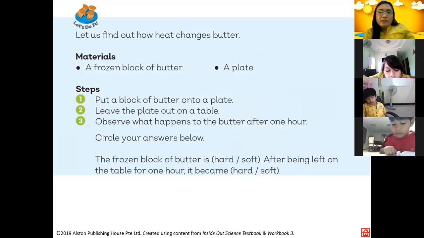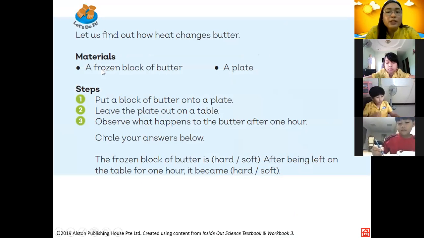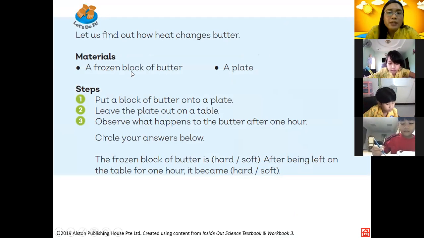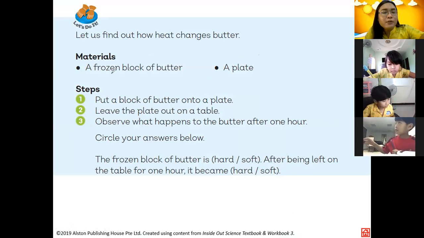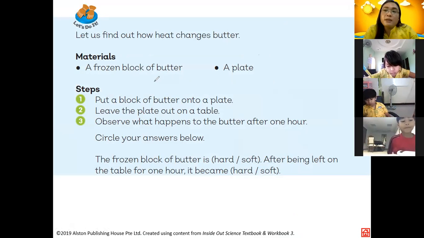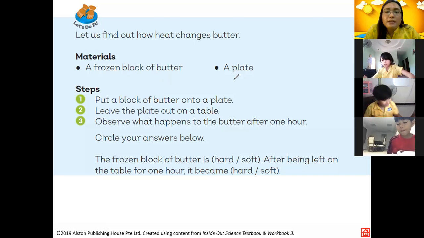This afternoon, class, we will learn how heat changes materials. For this experiment, there are only two materials. We have a frozen block of butter and we have a plate. So there are two materials: the frozen block of butter, and a plate.